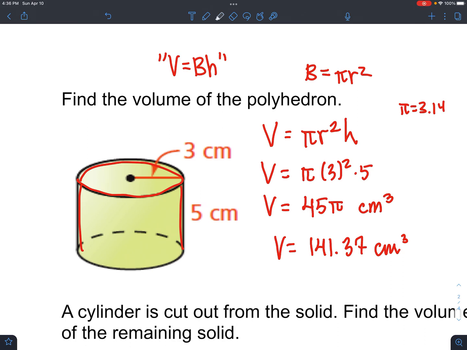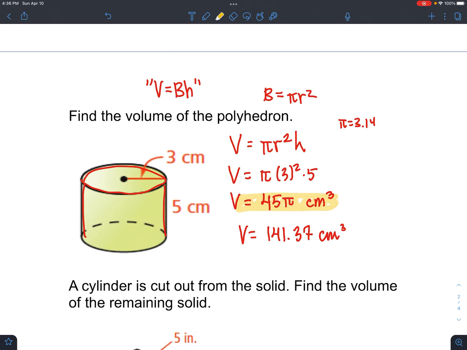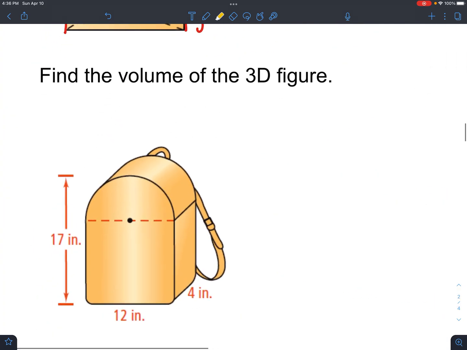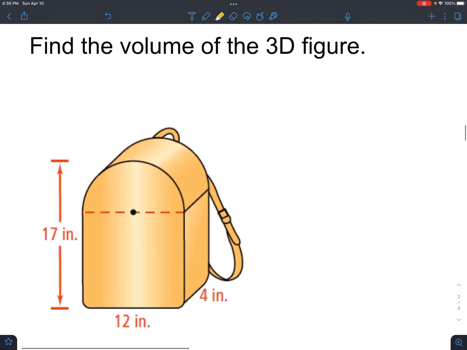Okay, but sometimes, like on my test, it's okay to stop here unless I give you more direction. This is a really neat answer. It's exact, whereas the decimal is rounded.